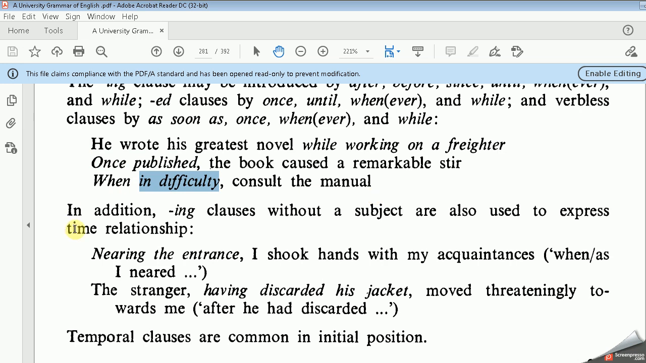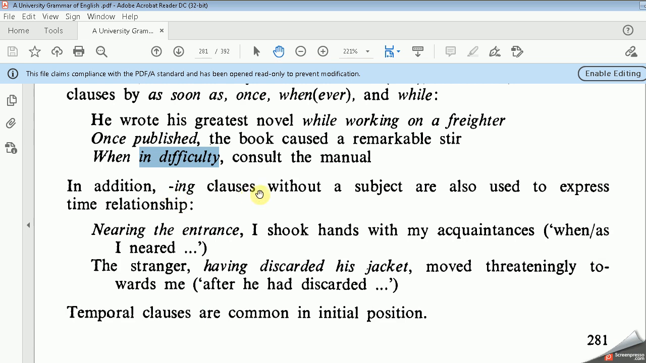Consult the manual. In addition, ing clauses without a subject are also used to express time relationships. This is very important: the ing clauses that come without a subject are used to express time relationships, such as: Nearing the entrance, I shook hands with my acquaintances, which means when I neared or as I neared. So it is an indicator of time. The stranger, having discarded his jacket, moved threateningly towards me, which means that having discarded his jacket is an ing clause that indicates time, meaning after he had discarded.